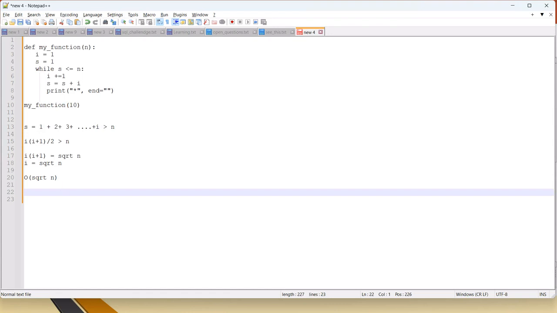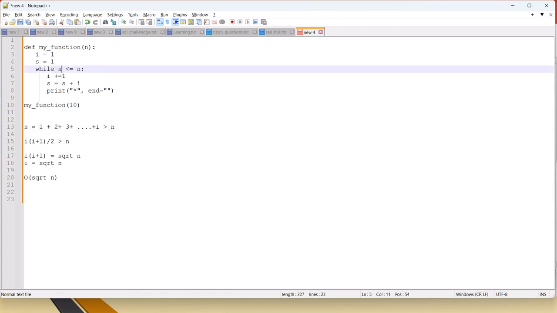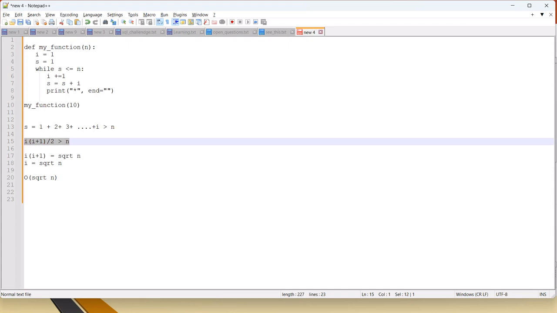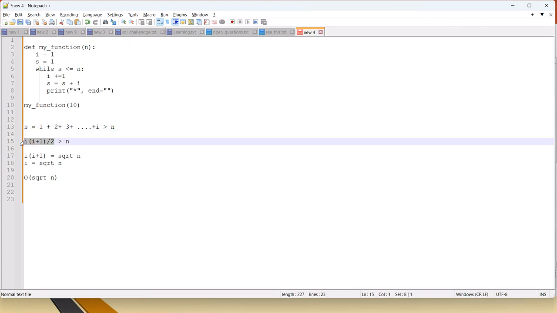First we noted down how S will be calculated, because S is playing the major role here. We have a condition that S should always be less than or equal to N, and the loop runs until S becomes greater than N, so we have to make sure S stays within the while loop. Now when you take all these things, the mathematical formula for the sum of the first I consecutive positive numbers is this one.